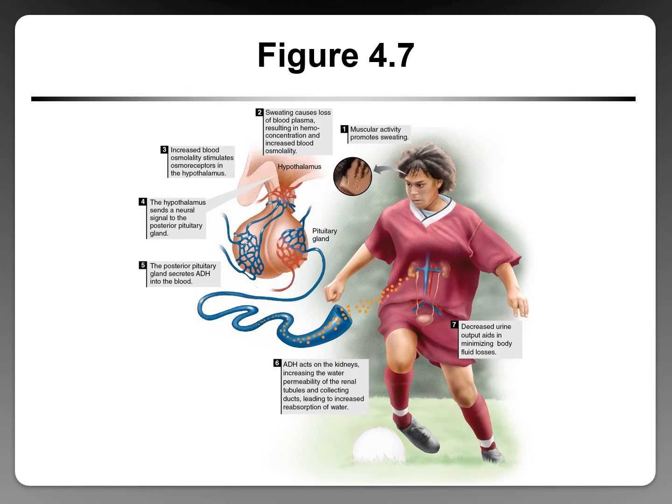Looking at this figure, we can see that muscular activity will promote sweating. The sweating will cause a loss in our blood plasma, resulting in a change in our hemoconcentration and an increase in blood osmolality. This increase in blood osmolality will stimulate osmoreceptors in the hypothalamus. The hypothalamus will then send a neural signal to the posterior pituitary gland. The posterior pituitary gland will then secrete ADH into the blood.